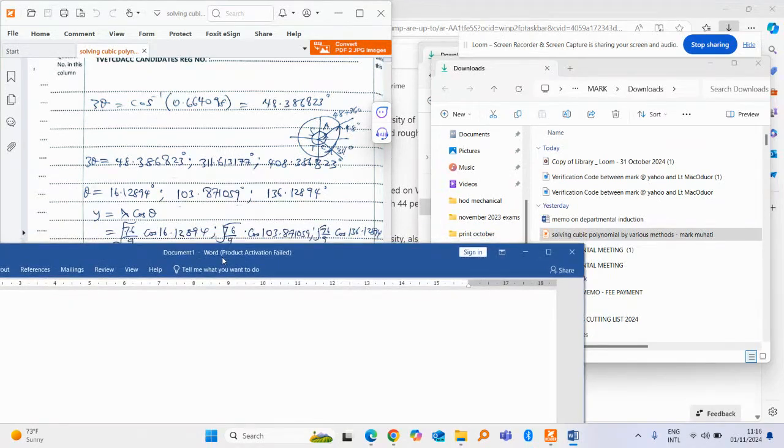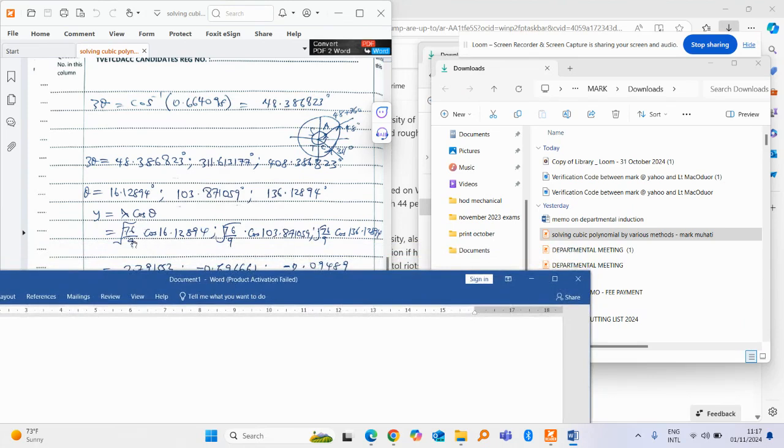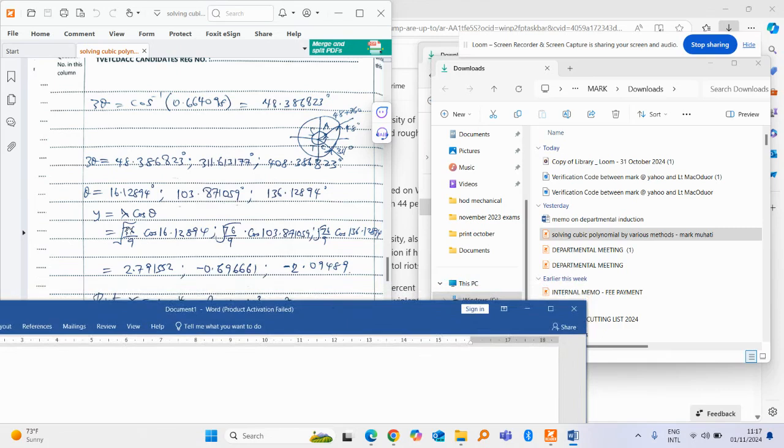we get. We get 16.12894 and 103 and 136, as you can see. Remember, y is given by lambda cos theta. So for the 3 thetas, we're going to get the value of lambda, we got it. So we multiply the value of lambda with the cos of the first value of the angle. Then we multiply this with the second value of the angle and the third value of the angle. And once we do that, we get the values of y, which are solutions in y.